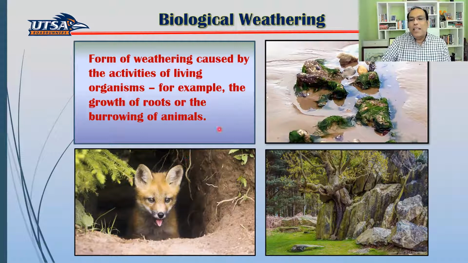Similarly, you can see some kind of algae in the water that's trying to decay this stone here. You can also see here, let's say this was a big rock and then a small tree started here, then tried to put the root inside the rock, created huge pressure and is trying to dismantle the rock. So this is an example of biological weathering.